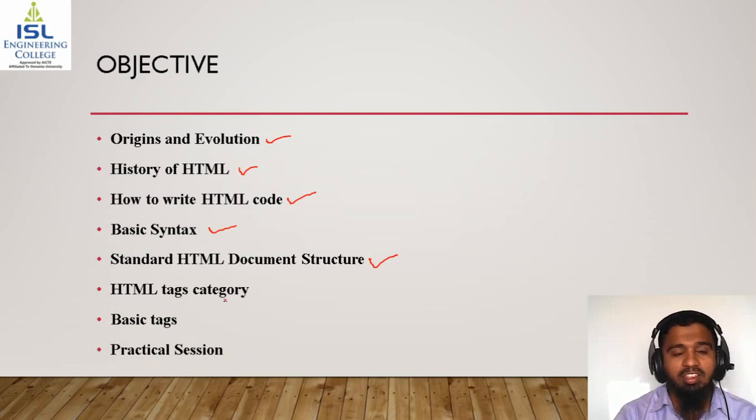Next, HTML tags category. This is very, very important, because HTML works on tags, and there are different categories of tags that you can use. We will see basic tags today, like paragraph, HTML, head, title. Some of the tags we will see, and we will do the practical session: how to write the HTML code, how to save the document and how to view your web page. So today we are going to see all of this one by one.